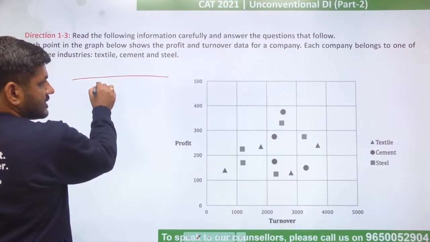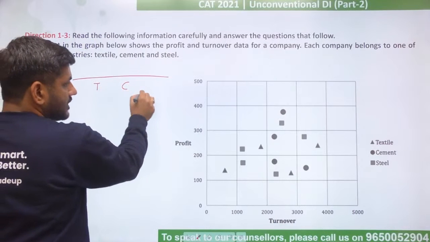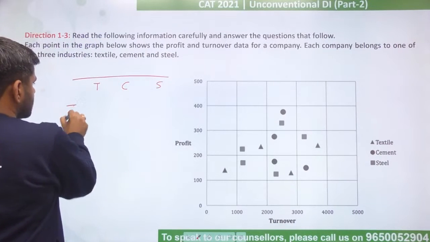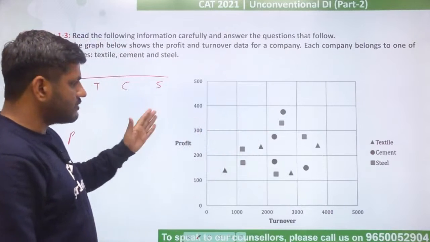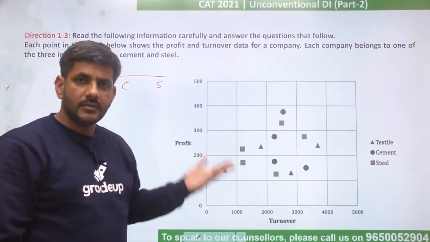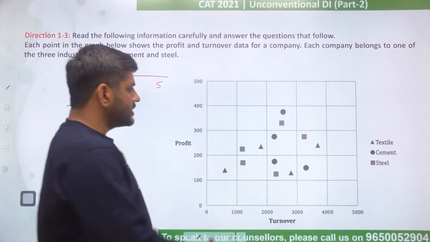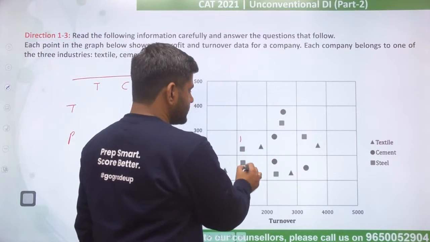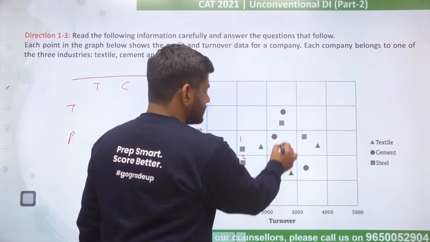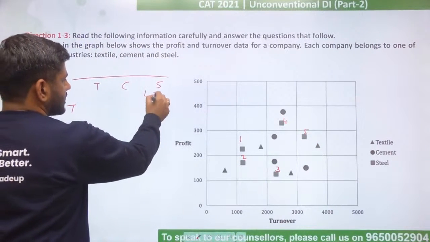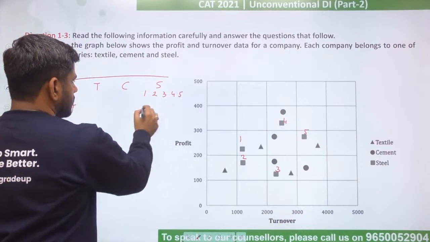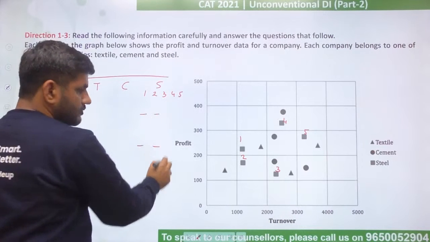In the table, I can write here that this is textile, this is cement, this is steel. What is their turnover, what is their profit? But there are multiple companies, so writing that would be different, depending on which company I am talking about. So I can do one thing: this is the first company of steel, second of steel, third, fourth, fifth of steel, and then I write here what the first, second, third, fourth, fifth are about, what is their turnover, profit.